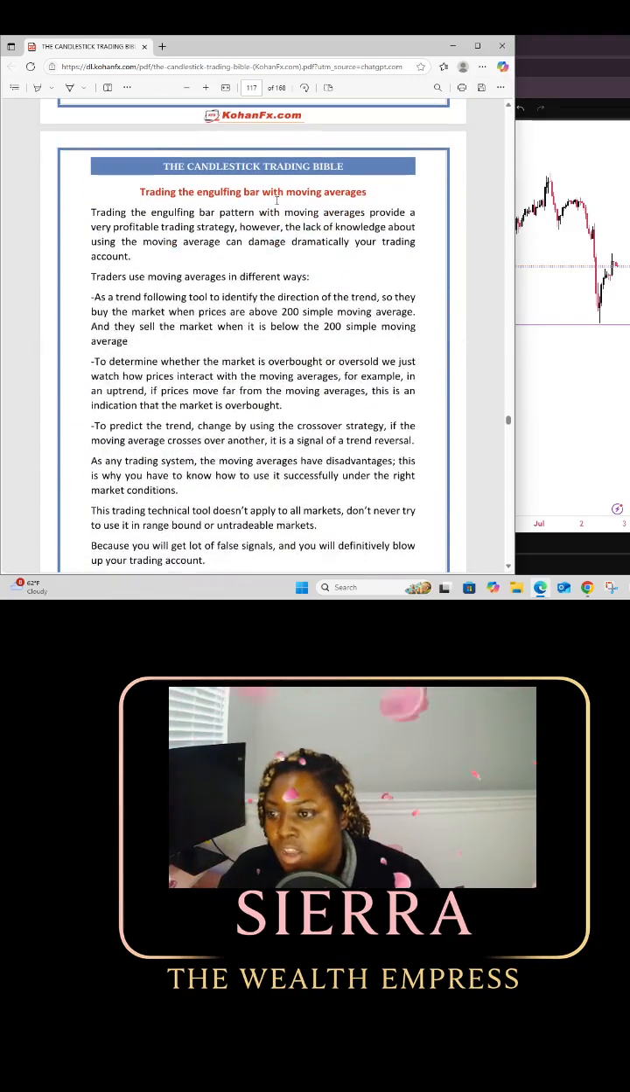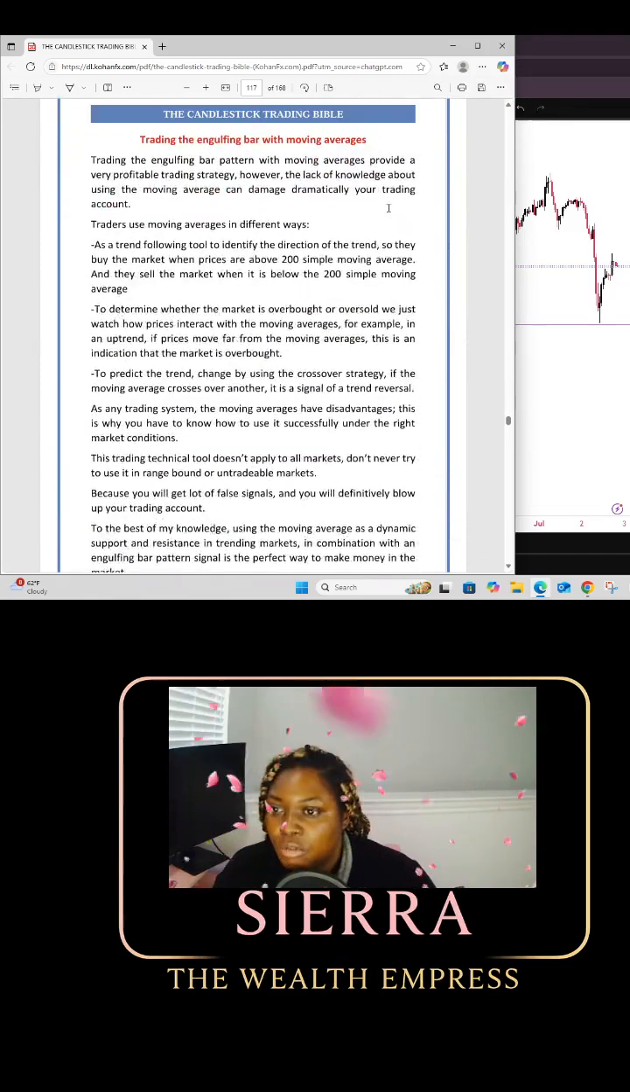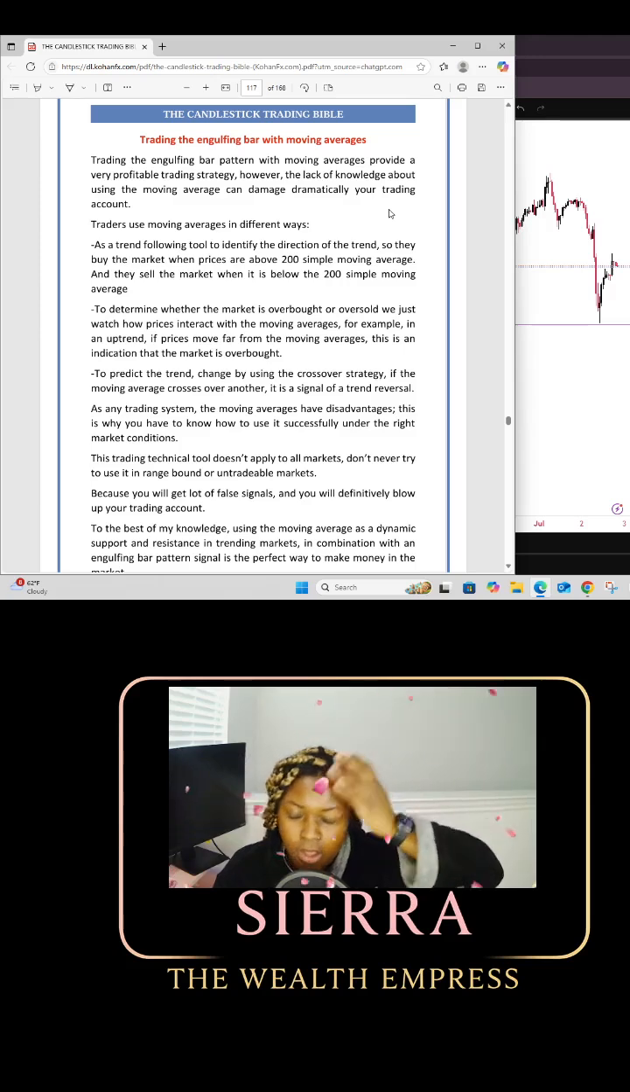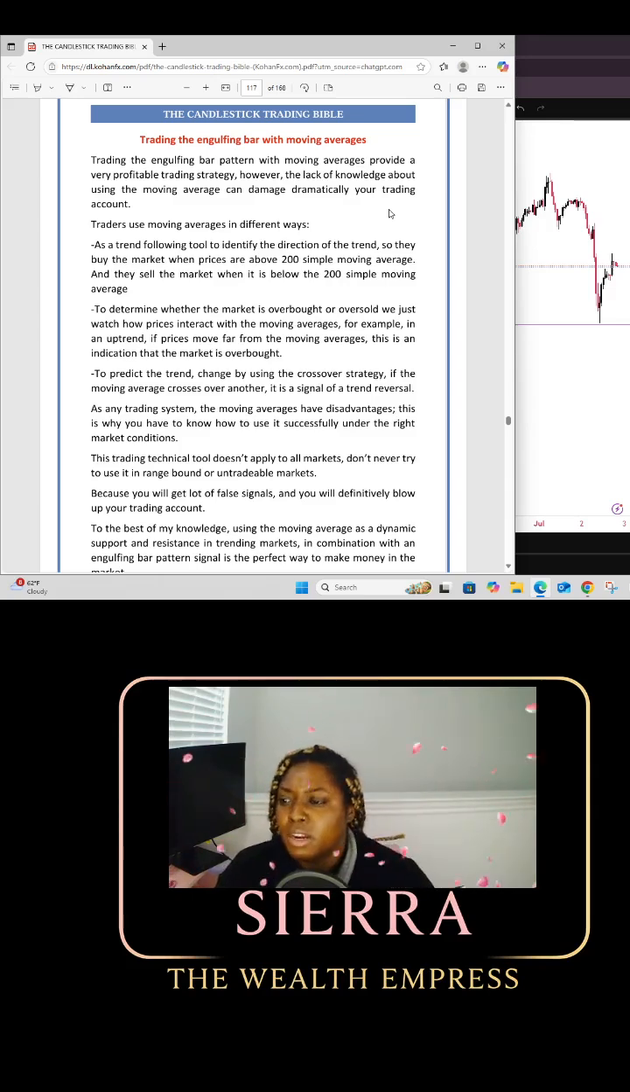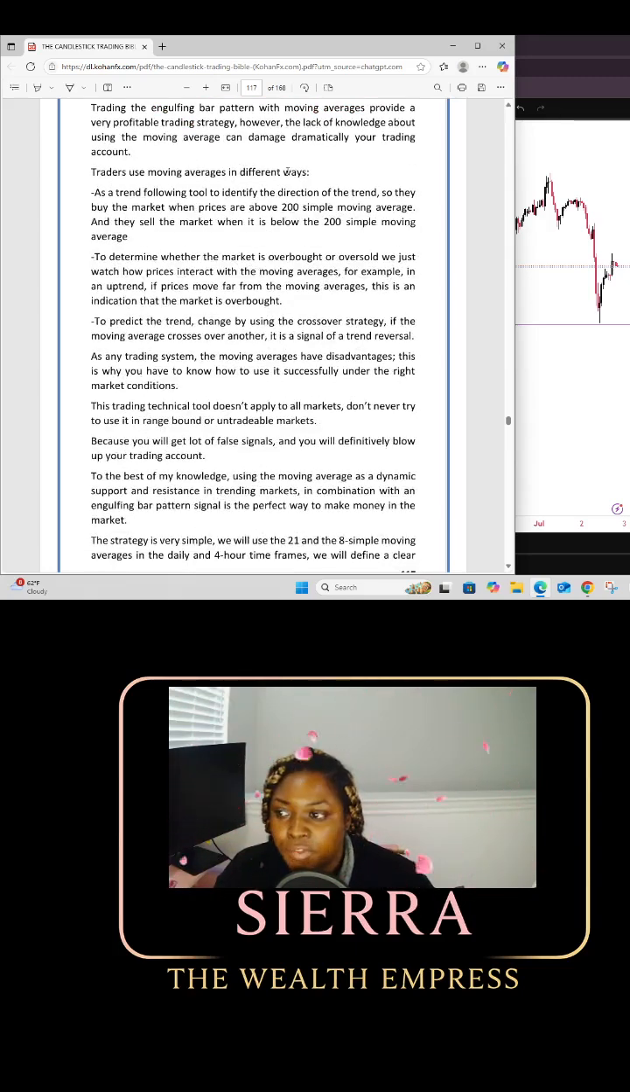All right. Trading the engulfing bar with moving averages. I don't use moving averages. I do use RSI and MACD indicator for overbought, oversold, but I don't use moving averages, but we'll go over it. Trading the engulfing bar pattern with moving averages provides a very profitable strategy. However, the lack of knowledge about using the moving average can damage dramatically your trading account. Traders use moving averages in different ways as a trend following tool to identify the direction of the trend. So they buy the market when prices are above the 200 simple moving average, and they sell the market when it's below the 200 simple moving average.